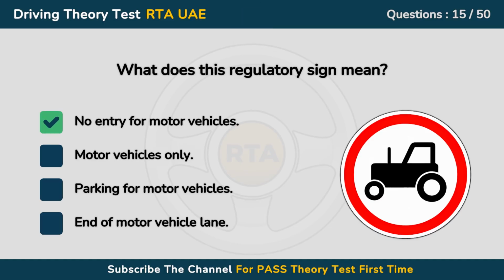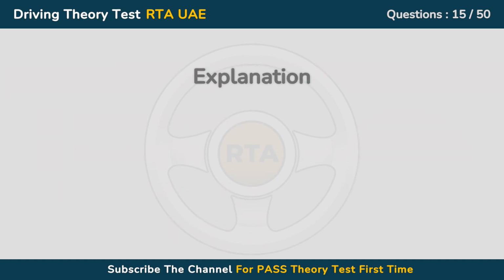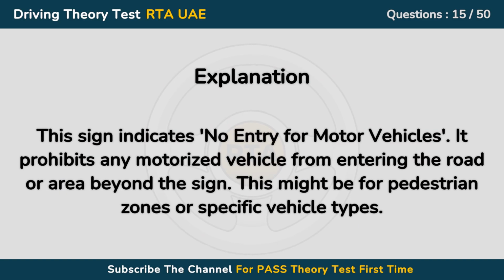Answer is A. No entry for motor vehicles. This sign indicates no entry for motor vehicles. It prohibits any motorized vehicle from entering the road or area beyond the sign. This might be for pedestrian zones or specific vehicle types.